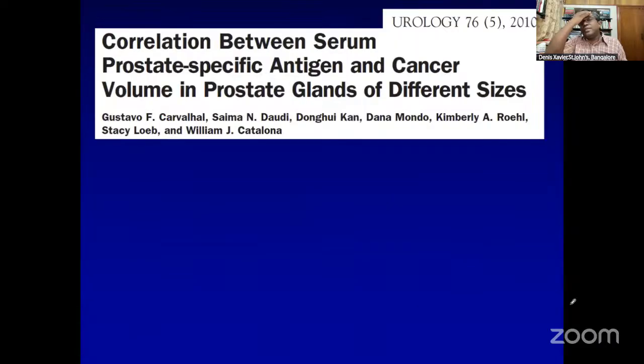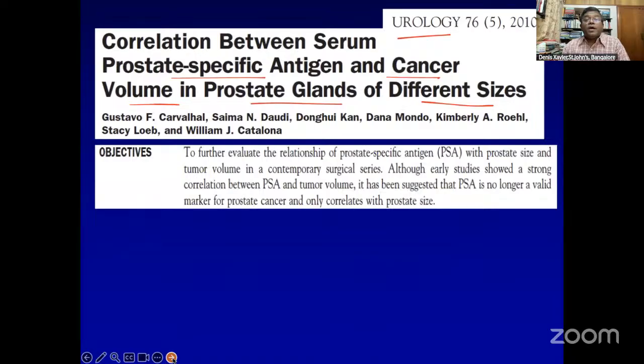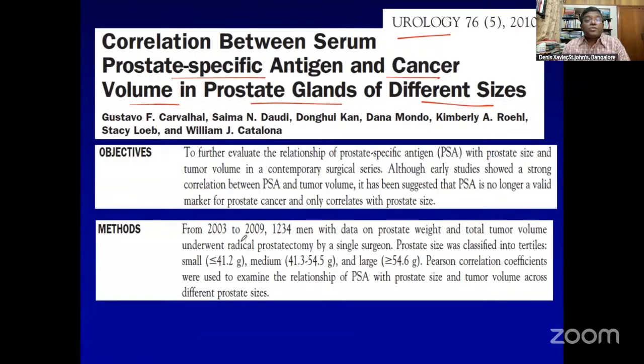Let's conclude with an example from a 2010 paper in urology. This is the correlation between serum PSA and cancer volume in prostate glands of different sizes. What do we have now? We have PSA, cancer volume in the prostate gland, and different sizes of the prostate gland itself, all three. So let's look at it. Those are the objectives. 1,234 men with data on prostate weight and tumor volume, and of course we also have PSA.